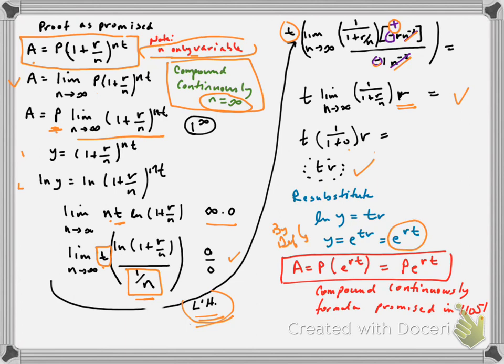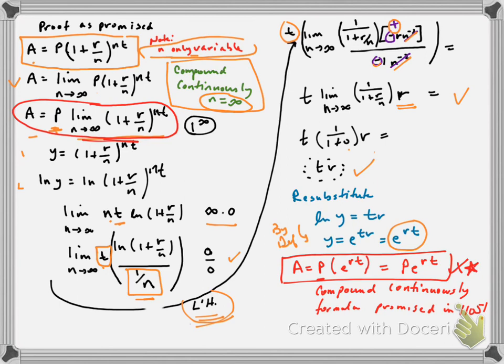Why did I do that? Because I want to go back to the original expression right here, and I think I really need another color for this. I want to go back to this expression, and I have the p recopied, and I figured out that this limit for this part right here is going to be e to the rt, and there is your shampoo formula.